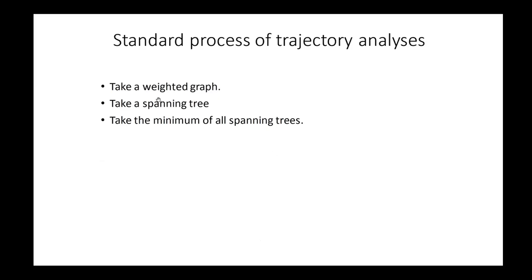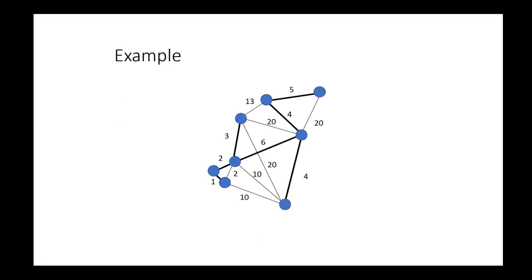So some tools do is that they take a weighted graph, and they might be different in the way they generate this weighted graph. Then they take what is called a spanning tree, and I explain in a second what it is. And then you will take the minimum of all spanning trees in your cohort. So what's a spanning tree? Here I just have made an example of a weighted graph. So this could be really the case that you have in your dataset with cells.